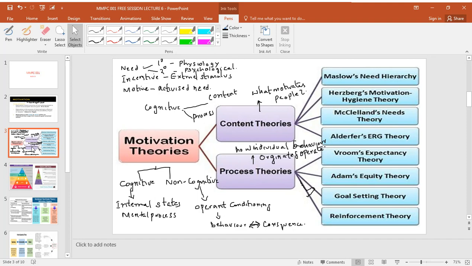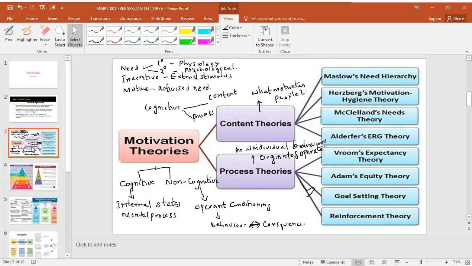There is another set of theories known as non-cognitive models. Under the non-cognitive model, we are discussing operant conditioning. So the reinforcement theory comes under non-cognitive theory. There the behavior of an individual is influenced by its consequences. So we behave in accordance with the consequences. If we know that a particular activity will lead to punishment, then definitely I will avoid that.